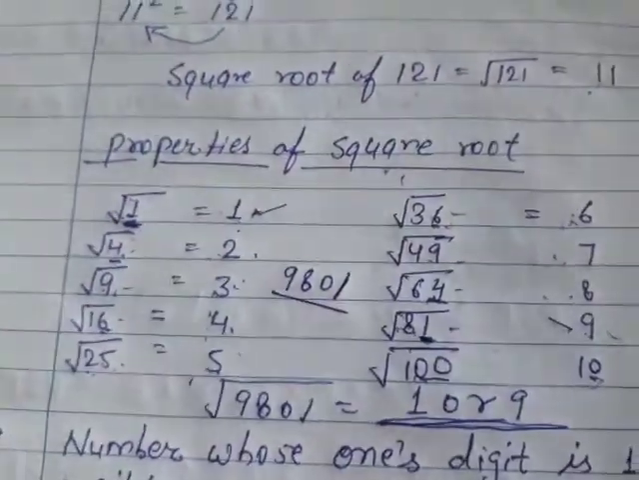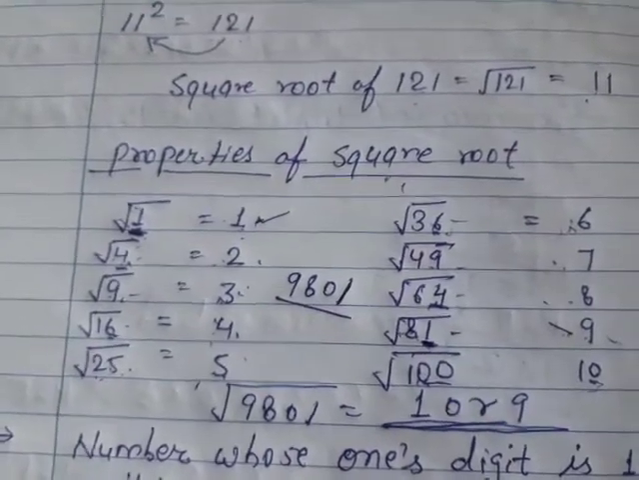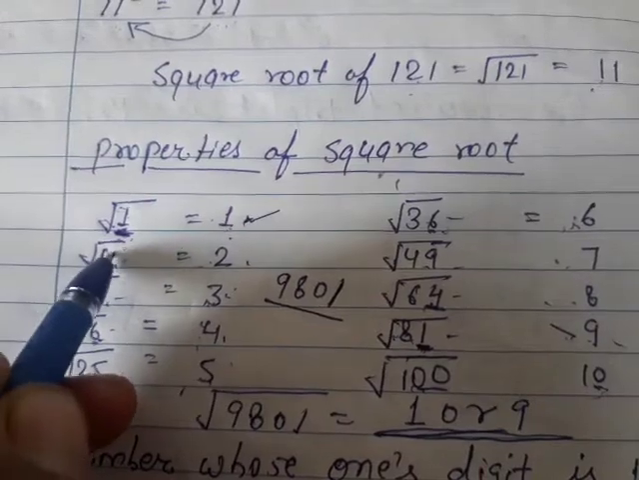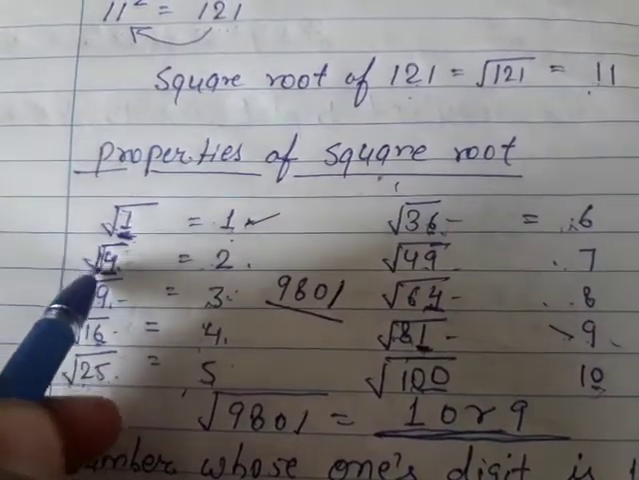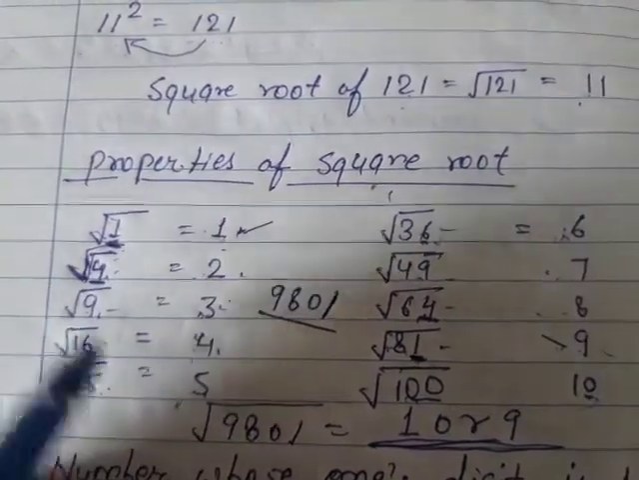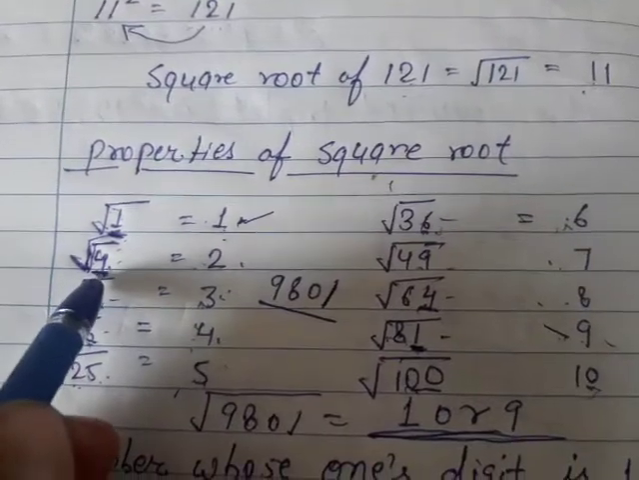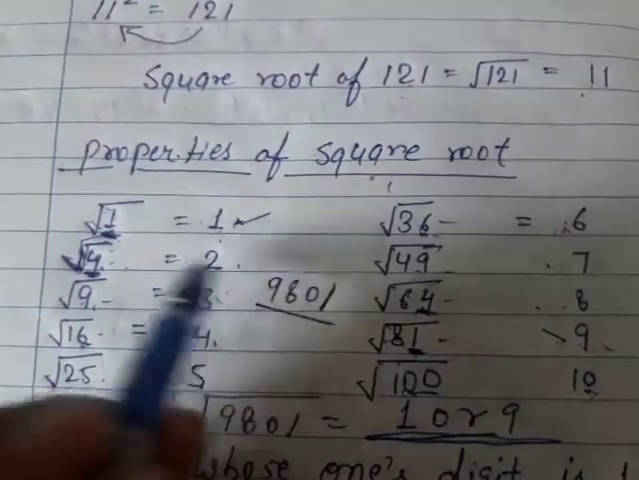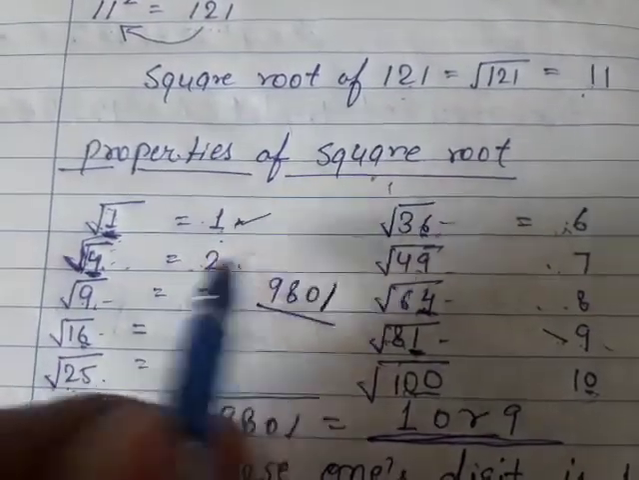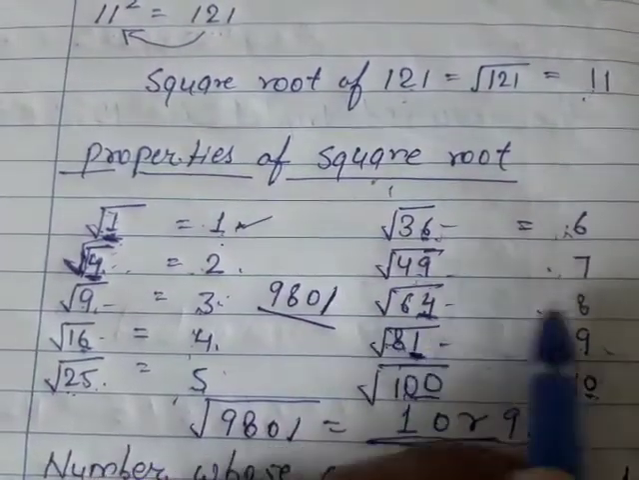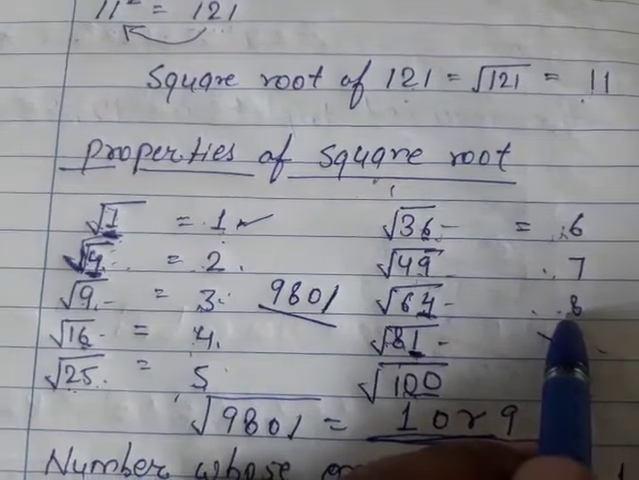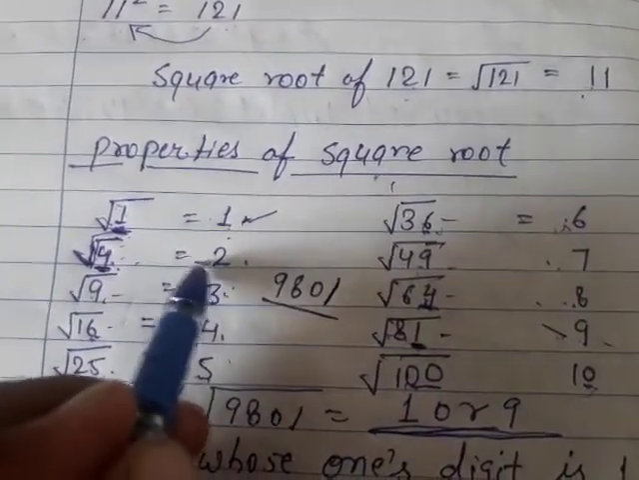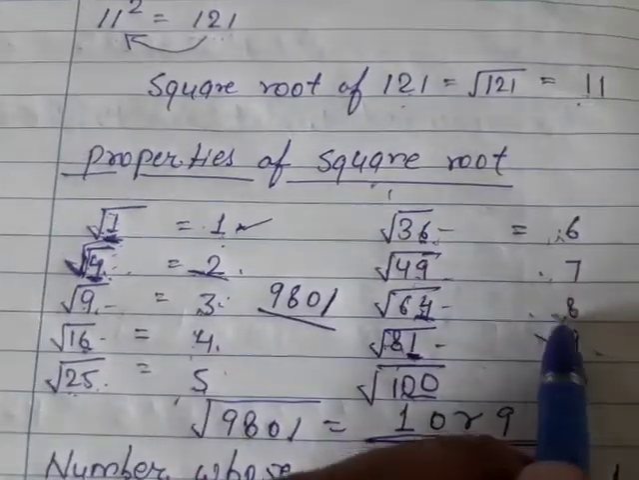Similarly, if a number's last digit is 4, what is the possible ones digit of its square root? We have 4 and 64, whose unit digit is 4. The square root of 4 is 2 and the square root of 64 is 8. So for a number whose last digit is 4, the possible ones digit of its square root is 2 or 8.